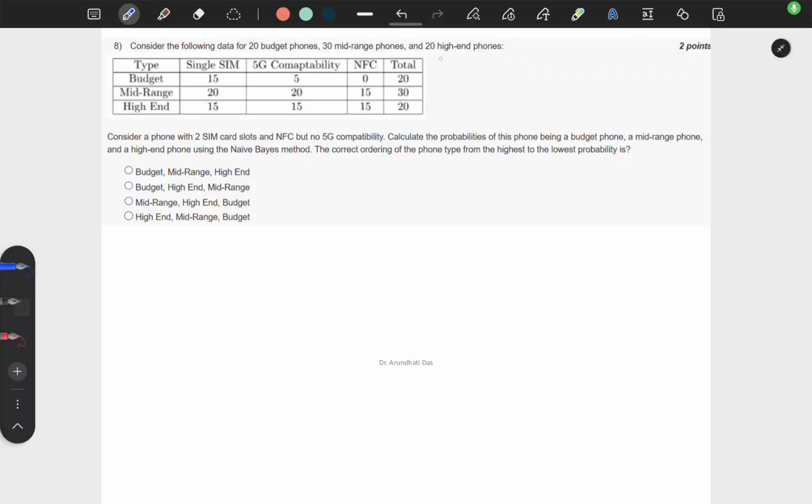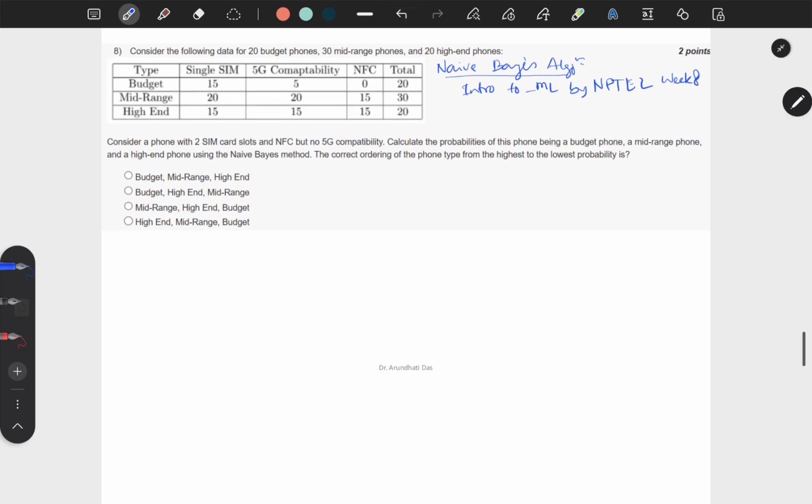Hello everyone. So today I am going to discuss one question on the naive-Bayes algorithm. This question is from the course Introduction to Machine Learning by NPTEL. So this is a week 8 question. So what is the question about?